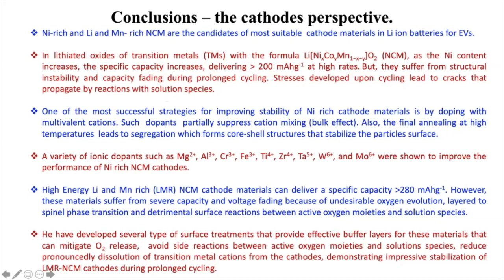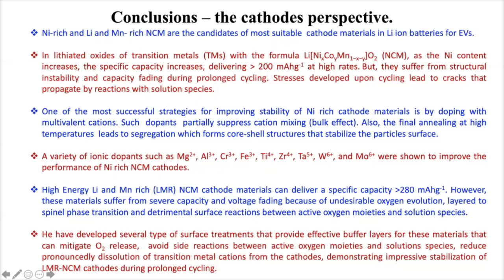First of all, nickel-rich and manganese-rich materials are candidates for the most suitable cathode materials in lithium-ion batteries for electric vehicles. These are layered oxides of transition metals with this formula, and as the nickel content increases, the specific capacity increases; we can deliver more than 200 milliamp hours per gram at high rates. But they suffer from structural instability, as I demonstrated, and capacity fading during prolonged cycling. Stresses develop upon cycling and lead to cracks that propagate by reaction with solution species. So we can use doping, as I demonstrated.